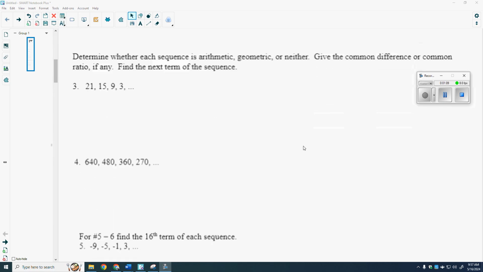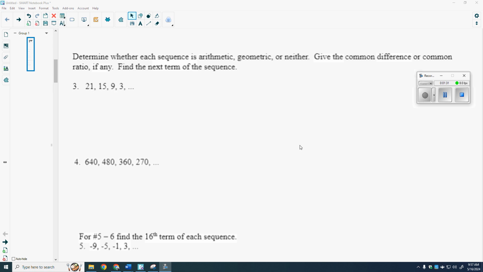Question 3. Determine whether it's arithmetic, geometric, or neither. Arithmetic has a constant difference. You are adding, and you have to think of it as adding, not subtracting. You're adding the same amount every time. Geometric, you are multiplying by the same amount every time. And again, you have to think of it as multiplication, not division.